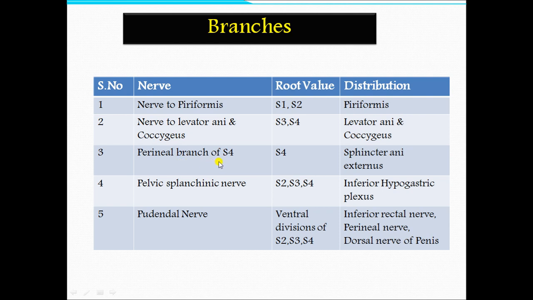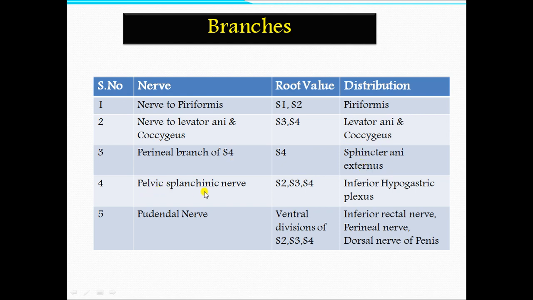Perineal branch of S4: the root value is S4. It descends downwards and laterally and enters the ischiorectal fossa. In the ischiorectal fossa it passes along, nearer to the tip of the coccyx, and supplies the sphincter ani externus muscle and the skin around the perineal or anus region.